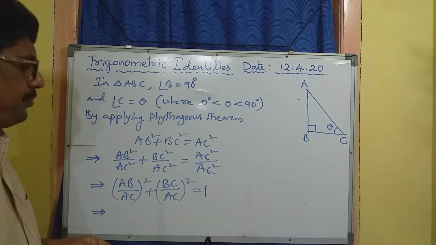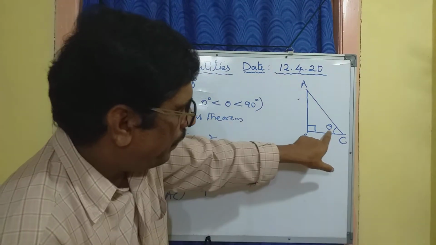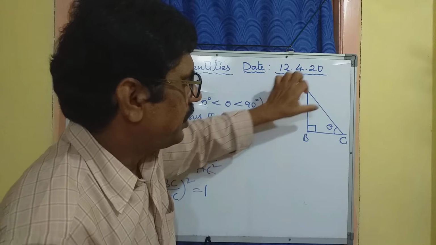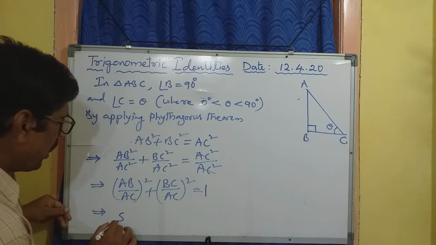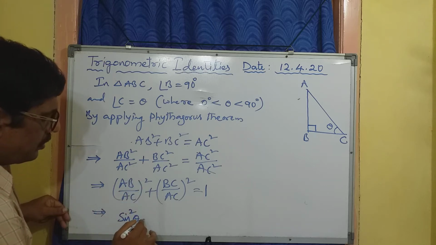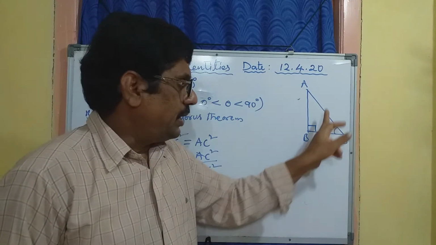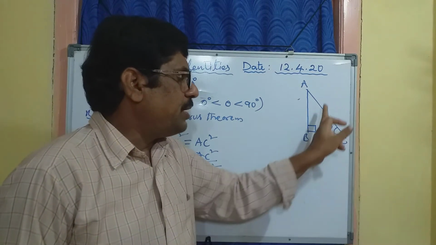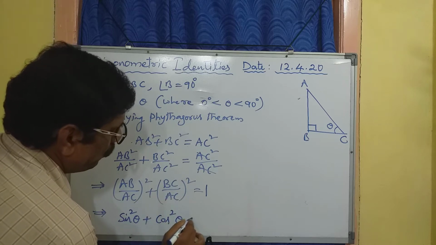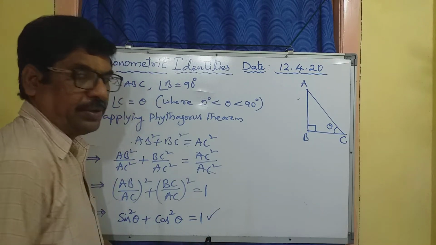Now look at this. With respect to this theta, what is AB by AC? AB is the opposite side of this theta and AC is the hypotenuse. So AB by AC is opposite side by hypotenuse. The opposite side by hypotenuse is the ratio of sine. So AB by AC whole square can be written as sine square theta. And BC by AC, BC is the adjacent side and AC is the hypotenuse. So BC by AC can be written as cos theta. So BC by AC whole square is cos square theta. Sine square theta plus cos square theta is equal to 1. This is the first identity of trigonometry.